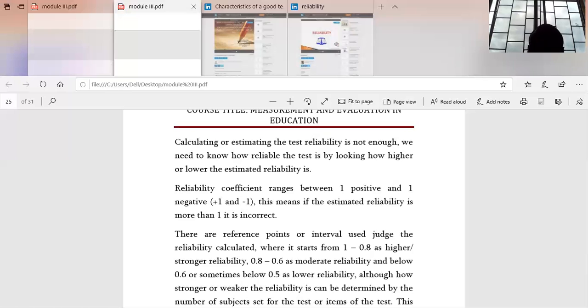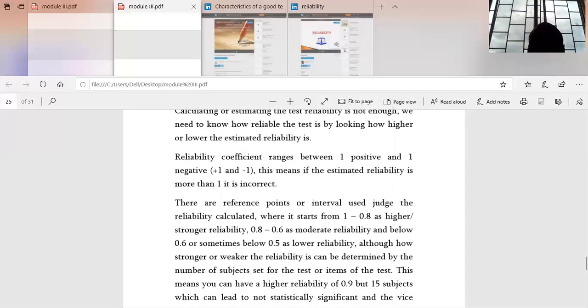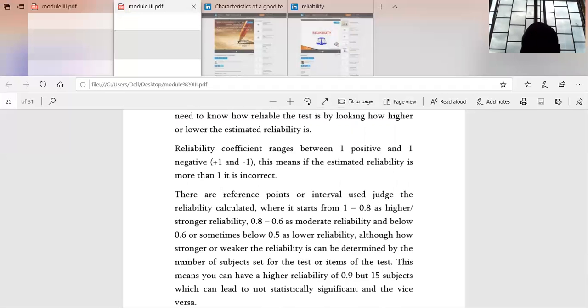And if it's ranging from 0.7 to 0.5, that is moderate. And then from 0.4 to 0.1, that is low. To recap: from 1 to 0.8, that is strong, either positive or negative.